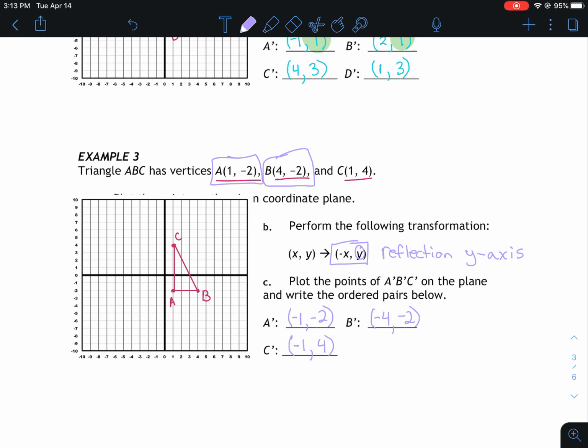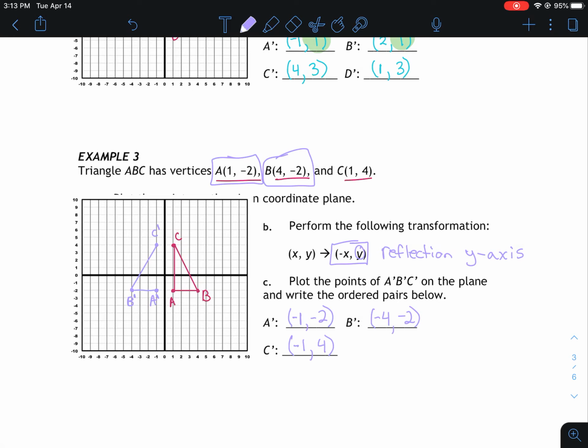So now I'm going to graph these points. A prime is at -1, -2. Letter B is going to be at -4 and then -2. And then letter C is going to be at -1, +4.